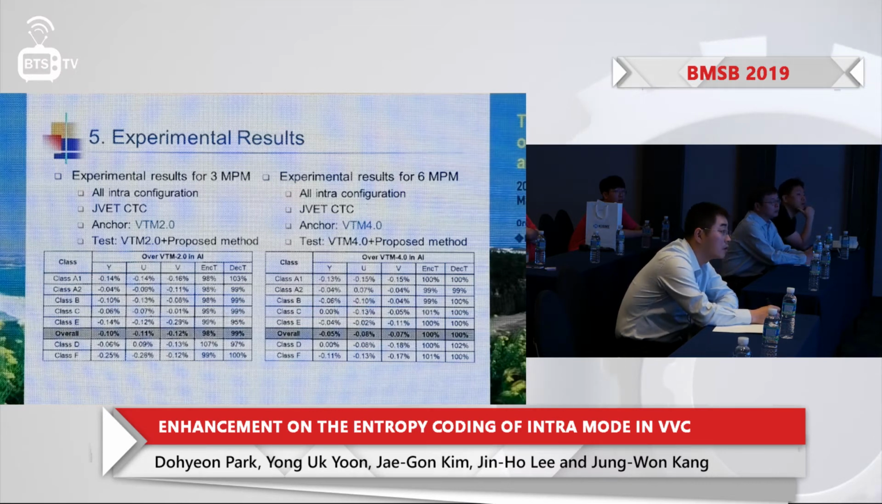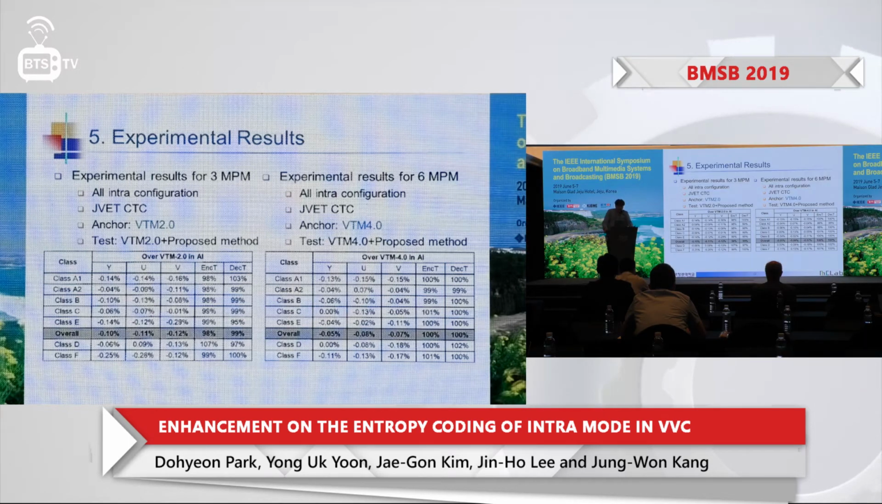Lastly, this is the conclusion. The proposed method adaptively applies either the regular coding mode or the bypass coding mode to code the first bin of MPM index according to the predefined condition of neighboring intra mode. Two versions, VTM2 and VTM4, were used to verify the proposed method with different numbers of MPM.